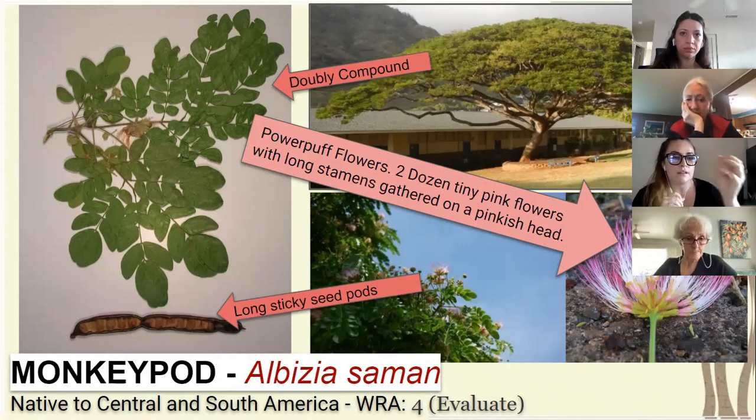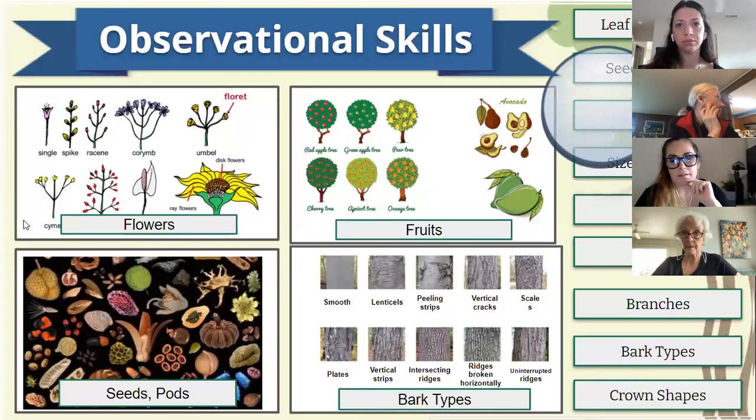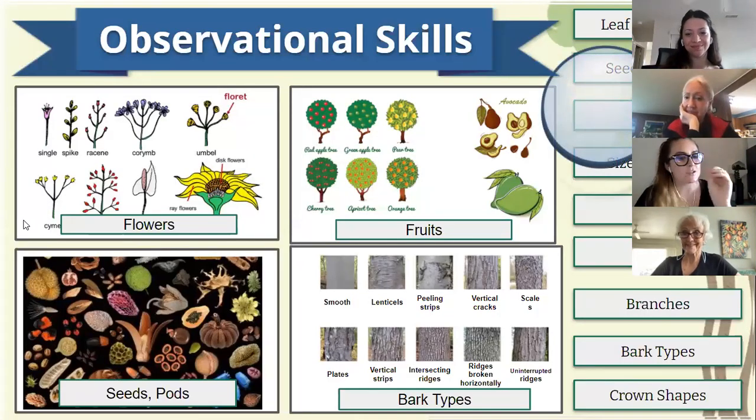So these are flowers, and just kind of some more information on them. There's about 24 tiny pink flowers with really long stamens on that powder puff. That's what makes it look like that, and it is a flower. And that's the monkey pod. If I didn't say that, I just want to make sure to vocalize.